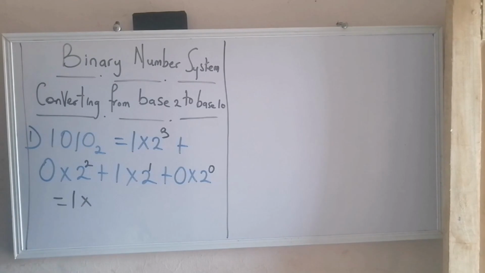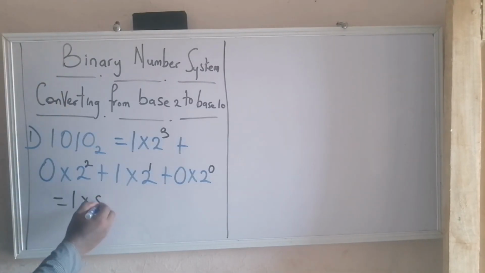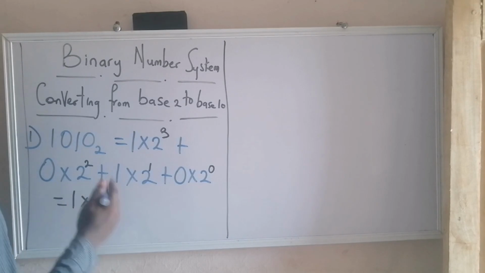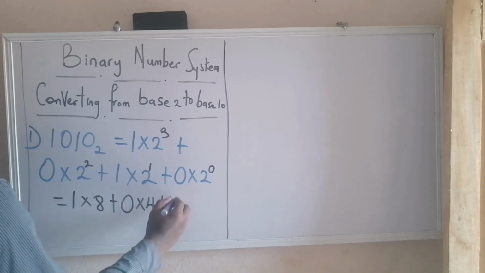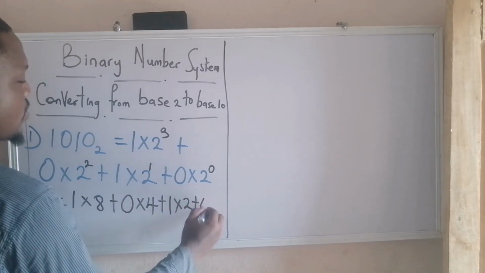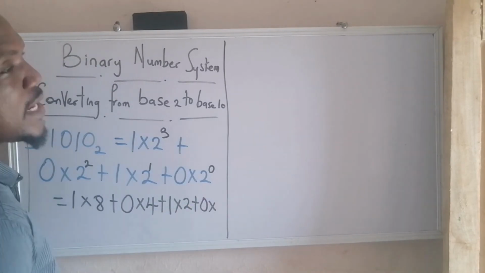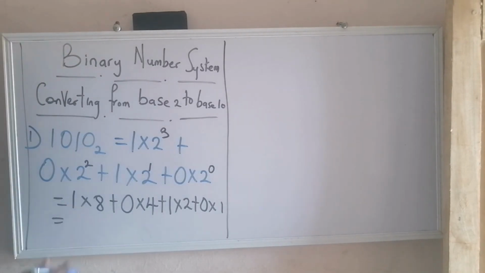You say 1 times 2 raised to power 3. What is 2 raised to power 3? 2 raised to power 3 means 2 times 2 times 2. 2 raised to power 3 is 8, plus you have 0 times 2 raised to power 2. What's 2 raised to power 2? That will be 4. Then plus 1 times 2 raised to power 1. What's 2 raised to power 1? That is 2. Plus 0 times 2 raised to power 0. And 2 raised to power 0 is what? It is 1.